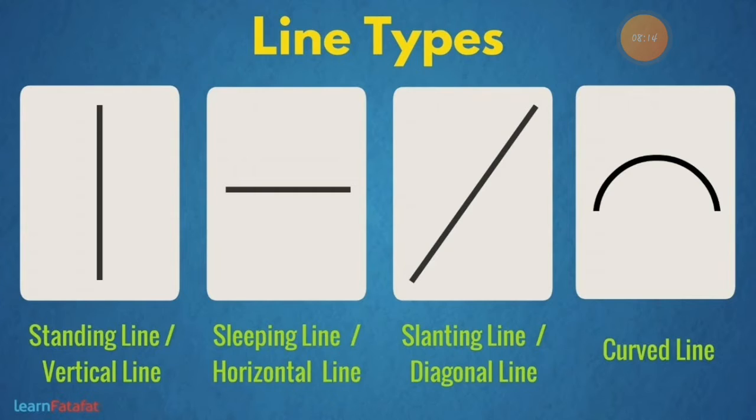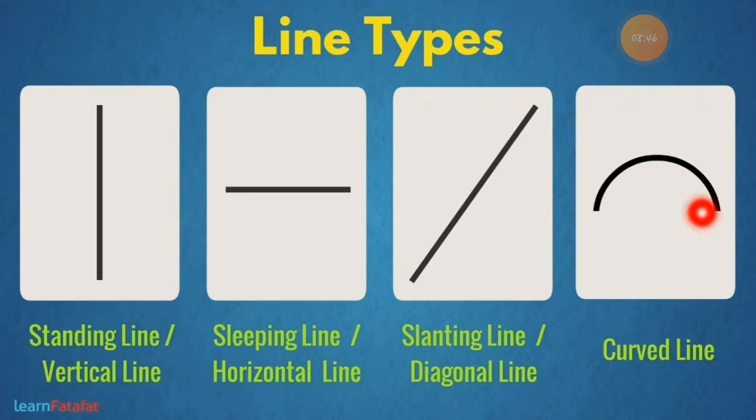You can read with me what the other name for the slanting line is: diagonal line. Read with me, speak with me. What is the other name for the slanting line? Diagonal line. What is the name? Diagonal line. This is the other name for the slanting line.